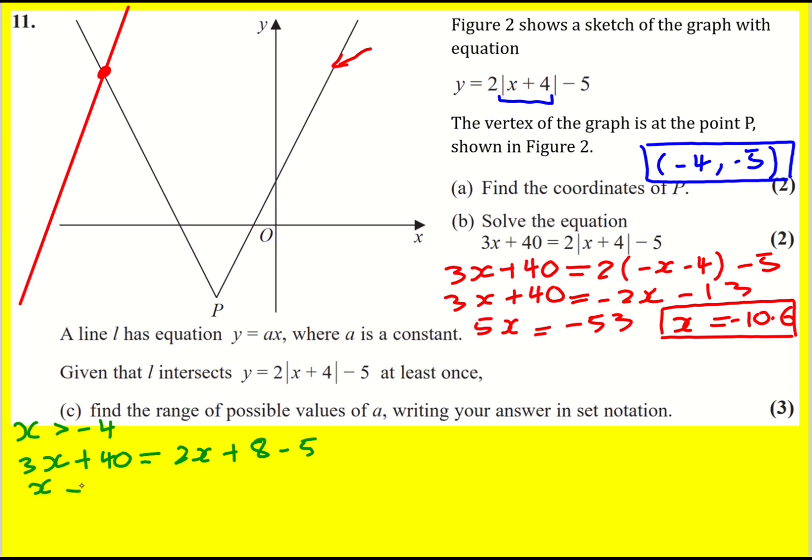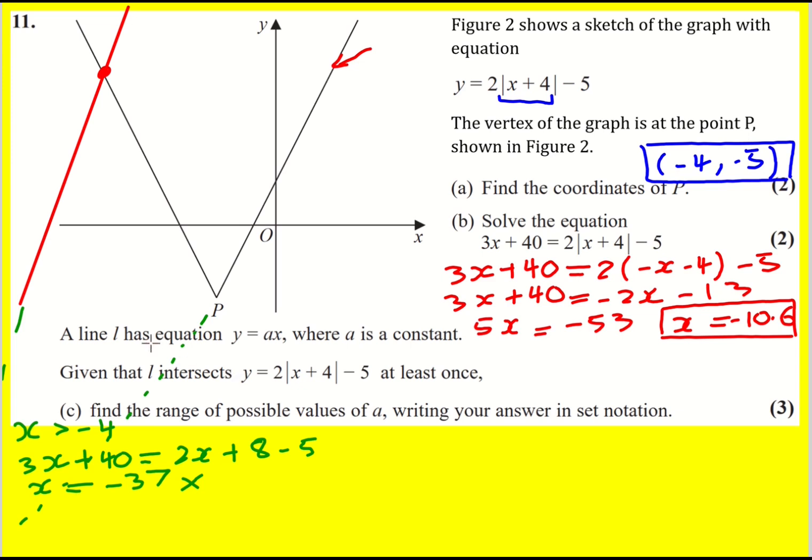Then I'd get x is equal to, well, this would be 3 minus 40, x would equal minus 37. And we can see that this doesn't work. It's what would happen if we carried the line on down here. Eventually they would meet again, but it's not actually a solution to our problem.